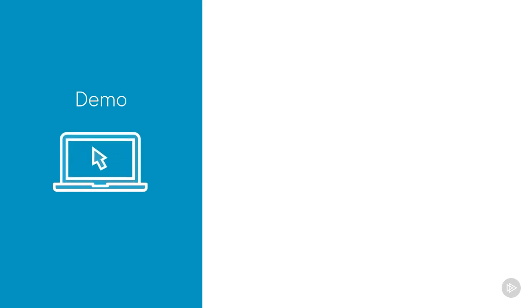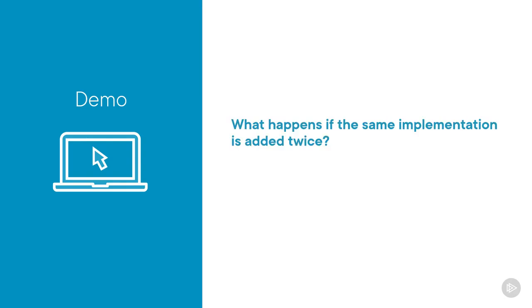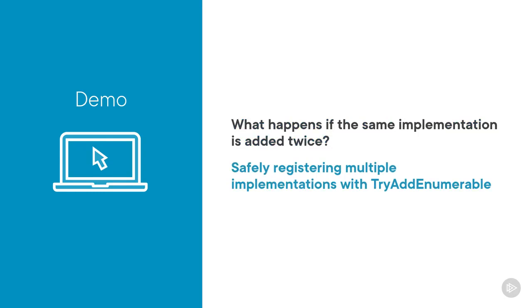In the last clip, we looked at a use case for registering multiple implementations of an interface. There is an issue with the current approach that I want to highlight. What happens if the same implementation is accidentally registered twice? First, we'll test what happens when we duplicate registrations. Then we'll look at an alternative, safer registration technique using the TryAddEnumerable method.